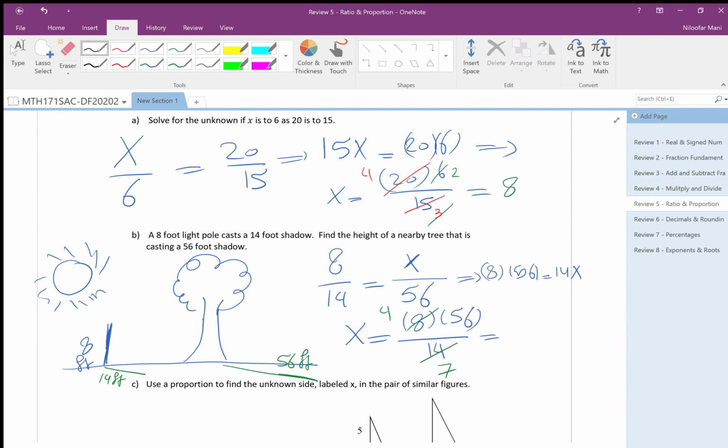And then here, 8. And then I can say the answer is 32. 32 feet. Okay? I have no space, but I have to be able to write the sentence. So the sentence must be, if an 8-foot light pole casts a 14-foot shadow, then when I see a 56-foot shadow, it means the tree is 32 feet. Okay?